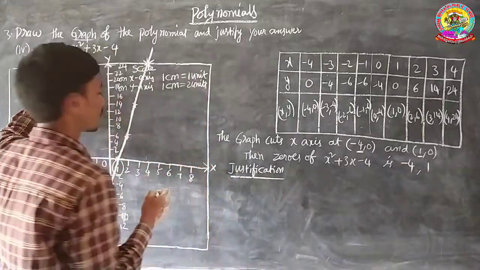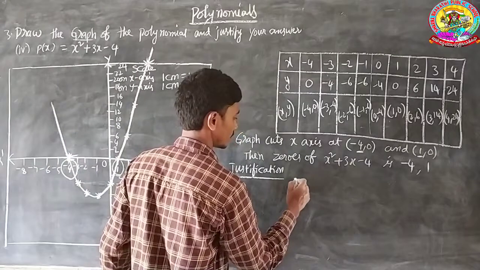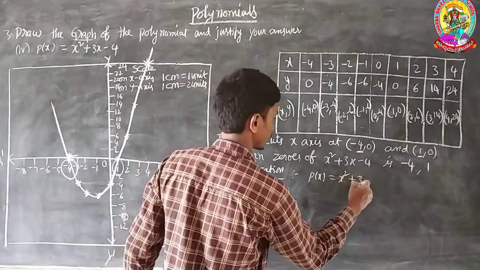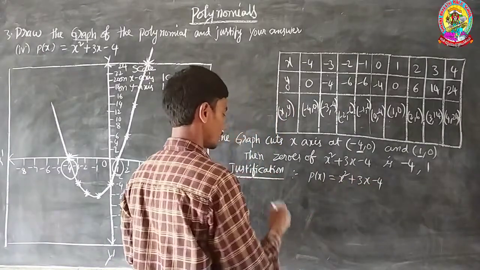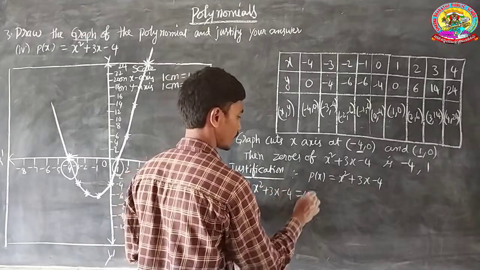Simply take this and find out the zeros of the polynomial. What is that polynomial? P of x is equal to x square plus 3x minus 4. So x square plus 3x minus 4. First of all, equate this to 0.